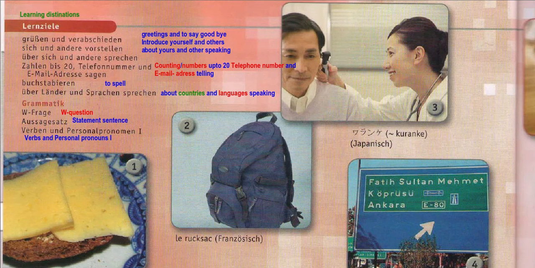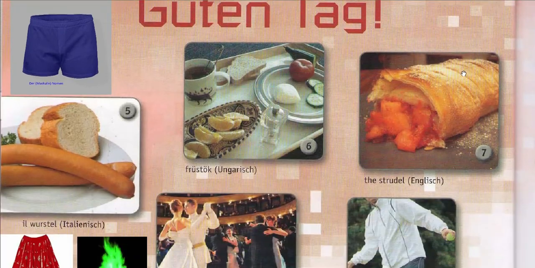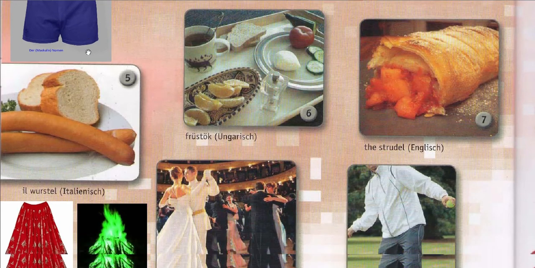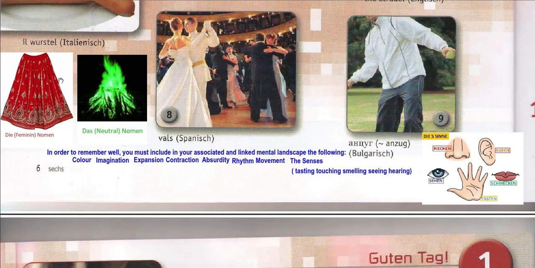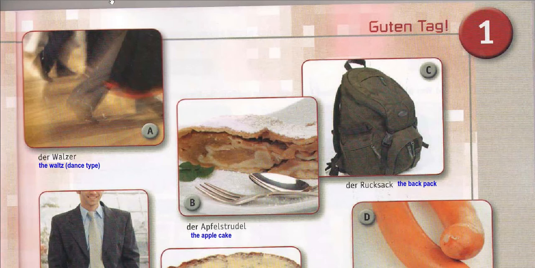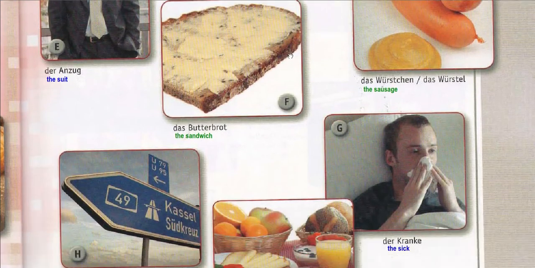Now, the pictures are given here, number 1, 2, 3, 4, up to 9. Masculine gender is represented by a boxer in blue color here. For the feminine, a red skirt. For the neuter gender, a green log with fire. Okay, so we are going to start, and we are going to match the numbers with these alphabetic pictures.